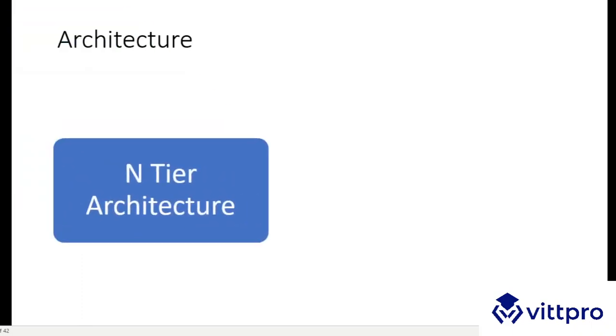Okay, now let us try to understand the different types of architecture in the data warehouse. Architecture means how it is built, how many tiers it has. So we call it n-tier architecture. N-tier architecture means how many tiers or how many layers there are between the user and the actual database, right?